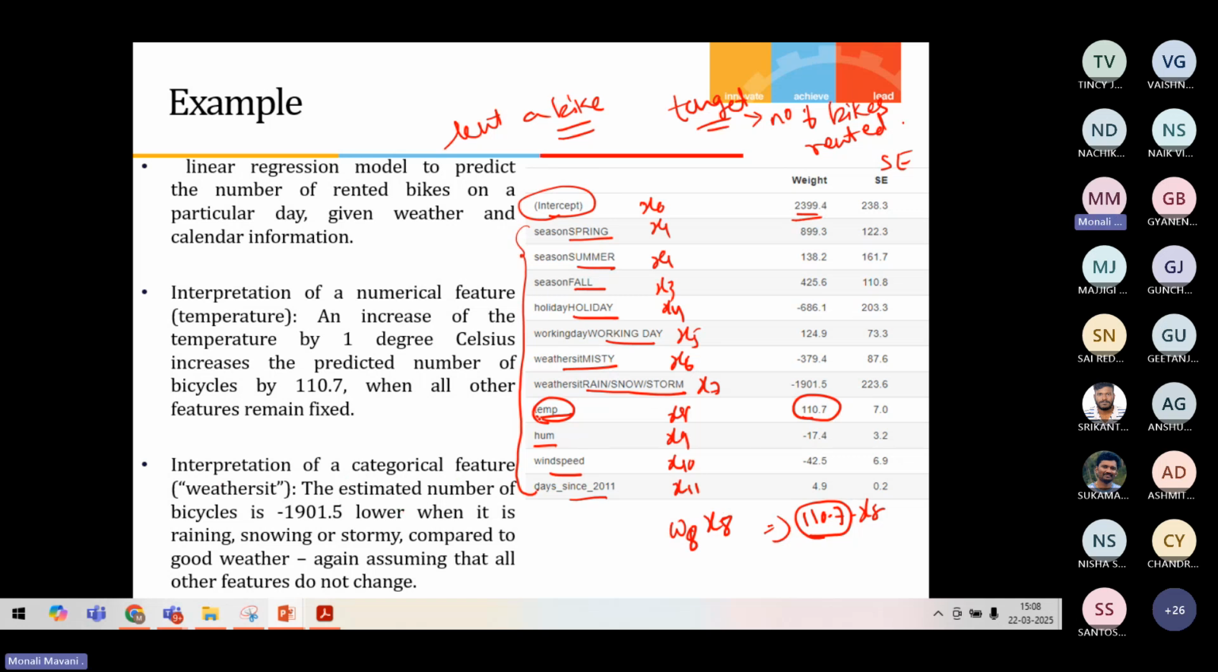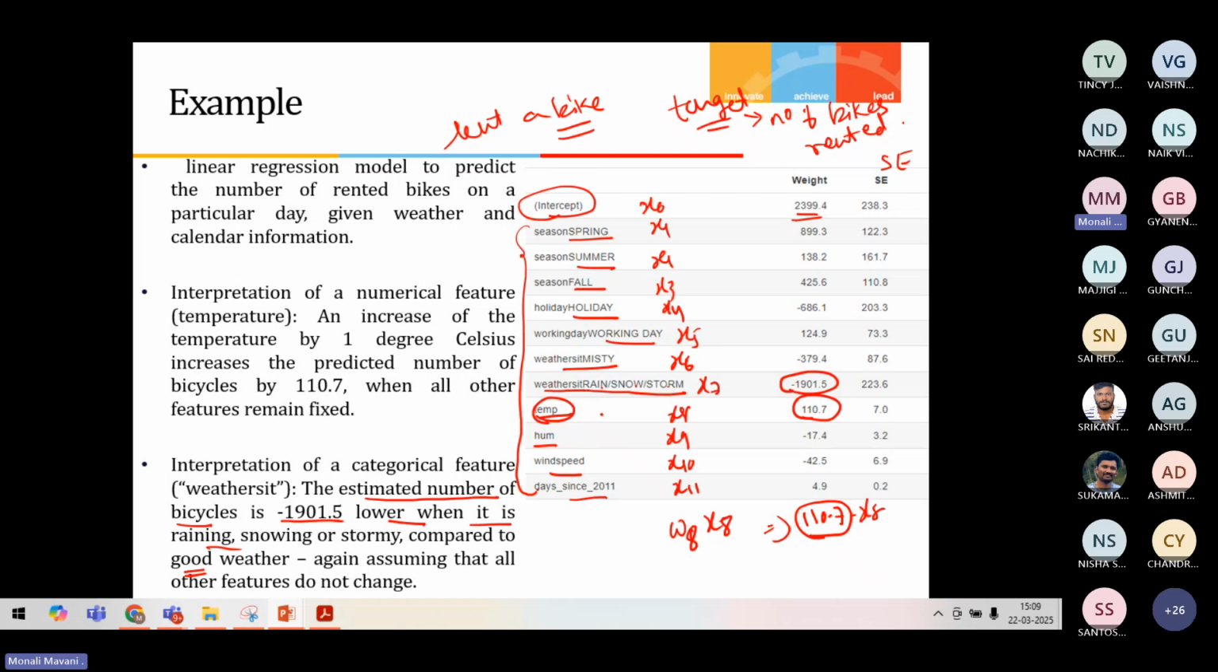Say now we have a categorical feature, for example, weather: rain, snow and storm. If there is a rainy day, a snowy day, or a stormy day, then the estimated number of bicycles, what is its weight value? Minus 1901. So it is 1901 lower than in good weather. Whenever it's raining, people will rent minus 1901.5 bikes compared to when there is good weather.